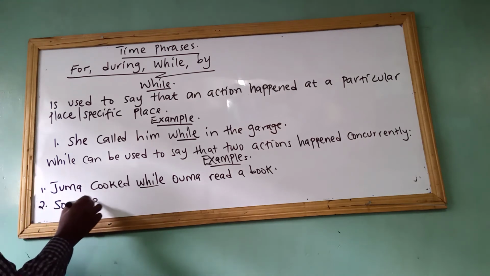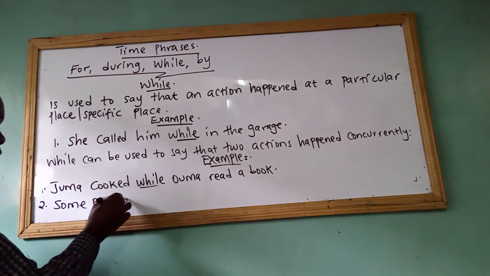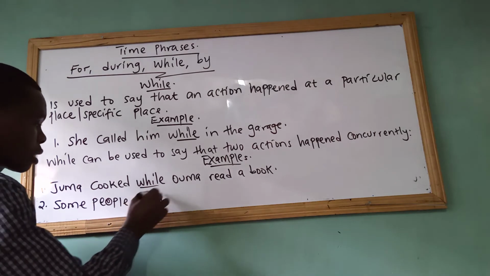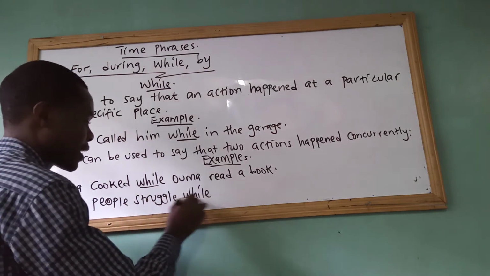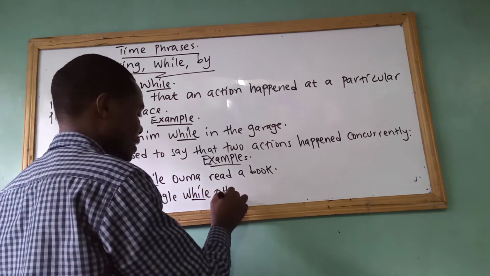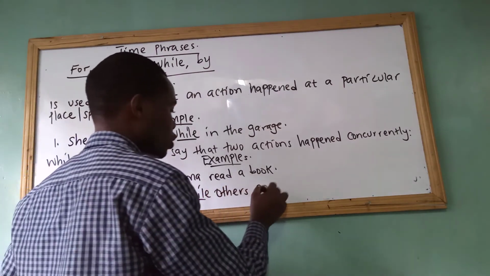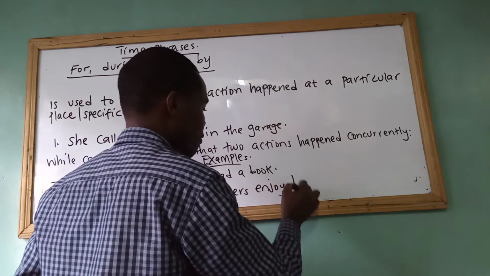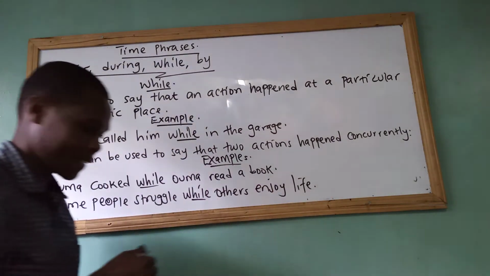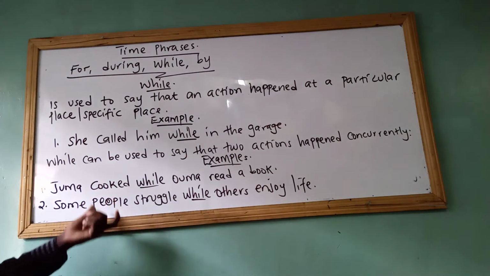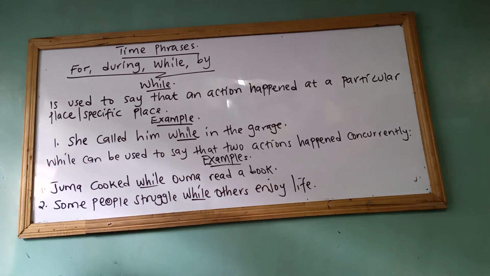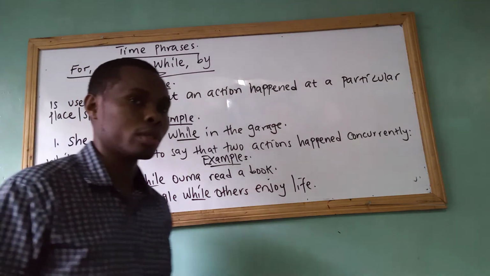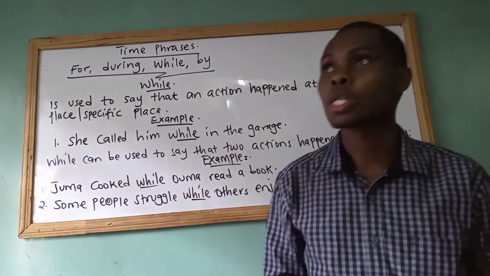This is another example. Some people struggle while others enjoy life. So it means at the same time when some people are struggling, others are enjoying life at the same time. So some people struggle while others enjoy life. That's what that means. That's how we use while.